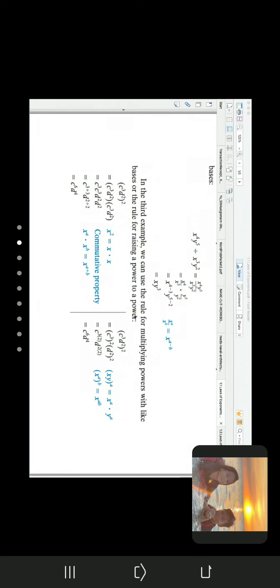Next is this one, the last example. This is the third one. In the third example, we can use the rule for multiplying powers with like bases, or the rule for raising a power to a power. We can apply these two rules. And here, we will apply both rules.